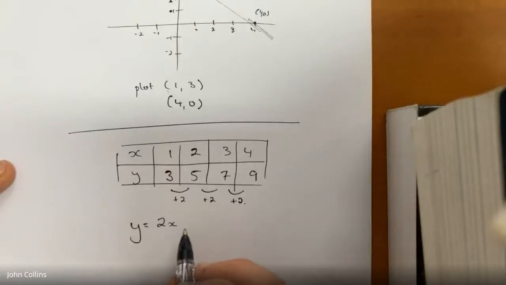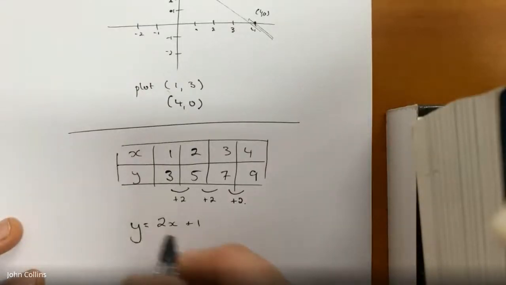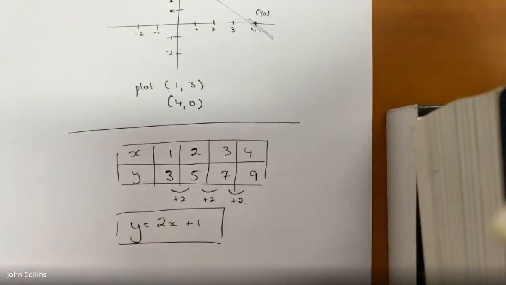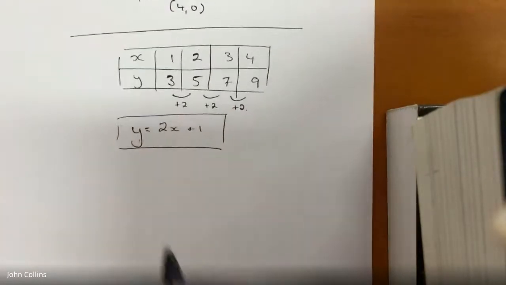Does anyone have what would be the additional bit of information? What would be the formula here? 2x plus 1. 2x plus 1. Okay, thank you. 2x plus 1. Thank you, Jaden, as well. Okay, so that is a relationship between x and y. If I have an x value, it'll give me a y value.